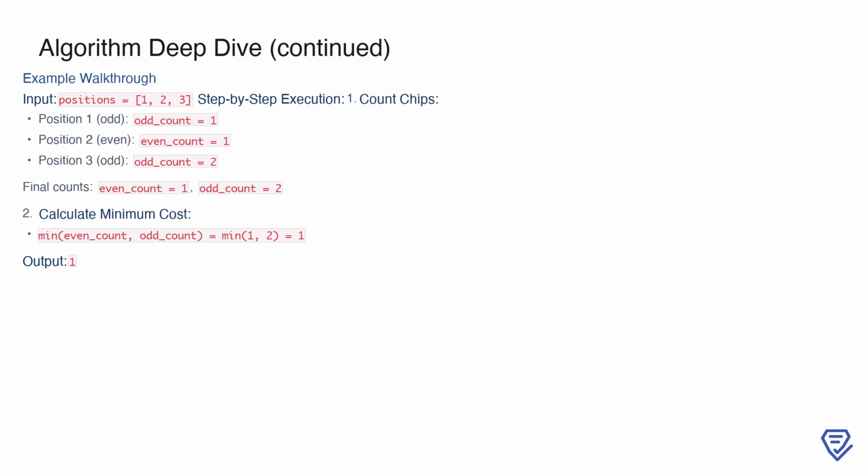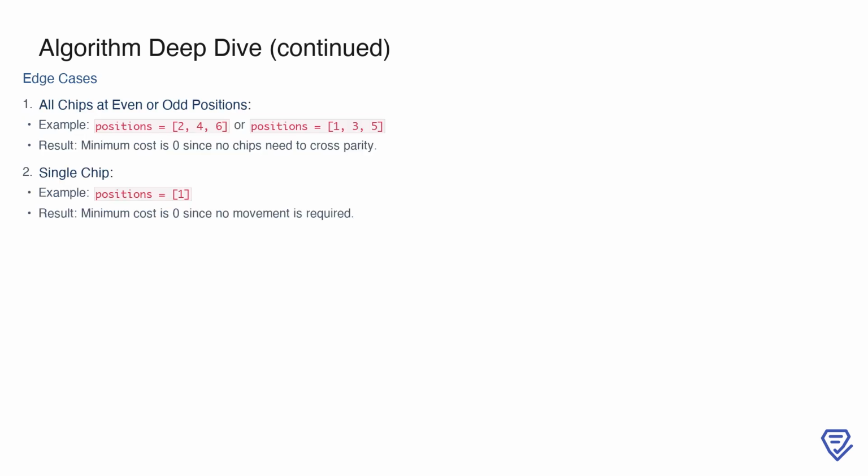Next, we calculate the minimum cost. The smaller of even_count and odd_count is min(1, 2), which equals 1. Therefore, the output is 1, representing the minimum cost to align all chips at a single position. Finally, let's consider some edge cases. If all chips are already at positions of the same parity, such as positions [2, 4, 6] or [1, 3, 5], the minimum cost is 0 because no chips need to cross parity.